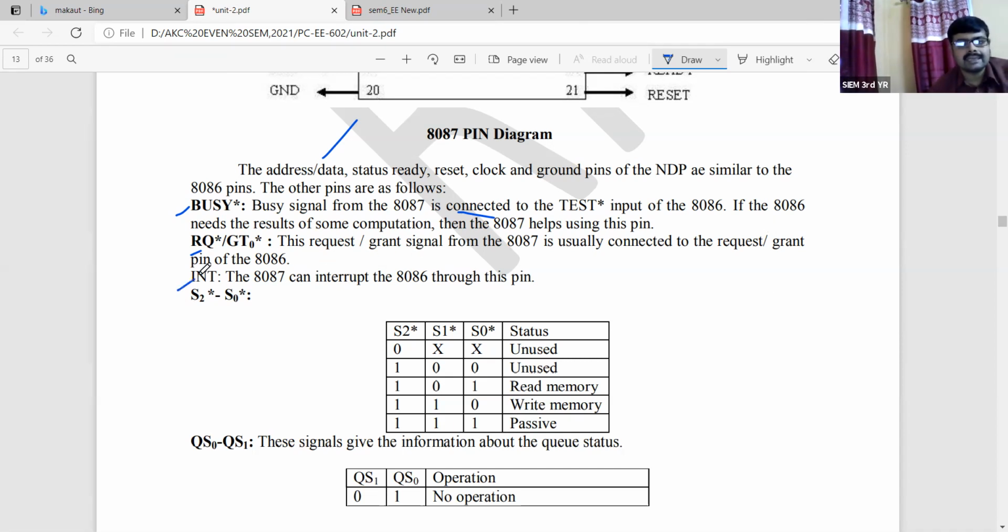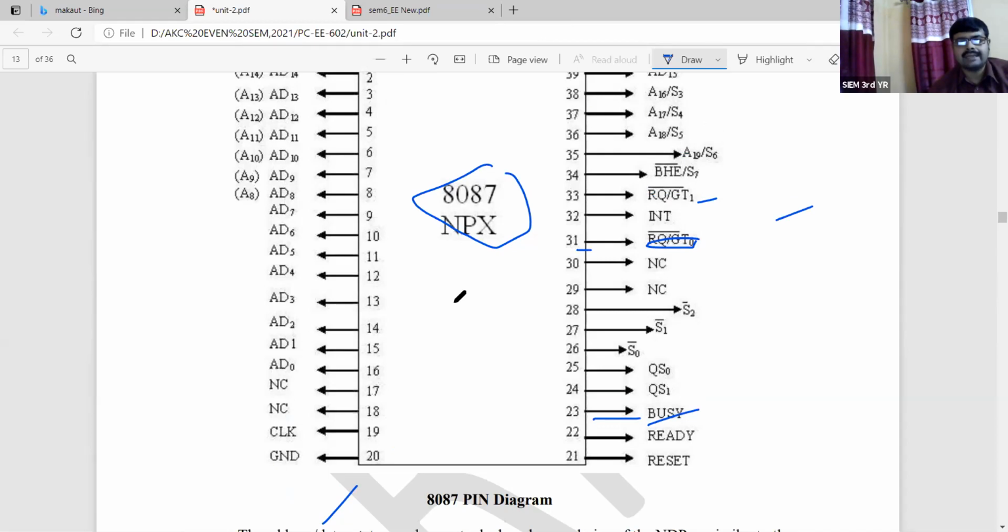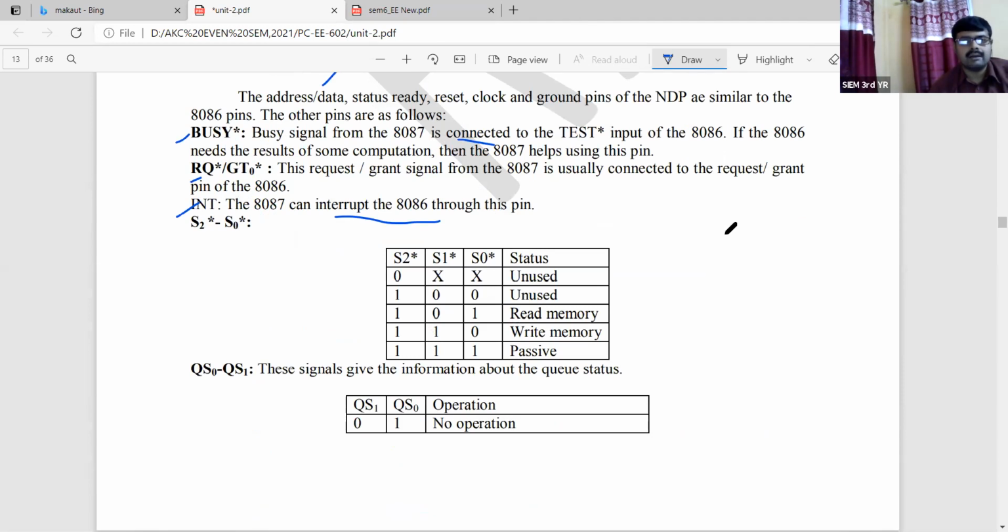INT, that is, the 8087 can interrupt the 8086 through this pin. First, we'll see which one is the pin number of the INT. If you see, the INT is the pin number 32, because the pin number is really important. If you want to make the connection diagram, then you have to remember the pin diagram. Which pin you have to connect at this point, that you have to remember. So INT, that is pin number 32, according to the 8087 pin diagram. So the 8087 can interrupt.